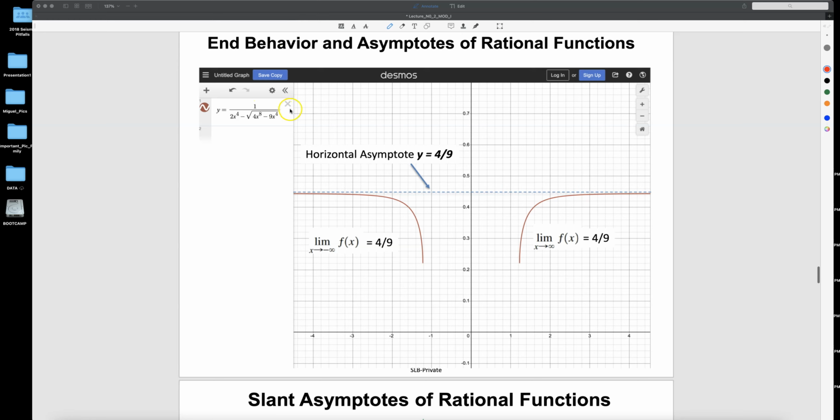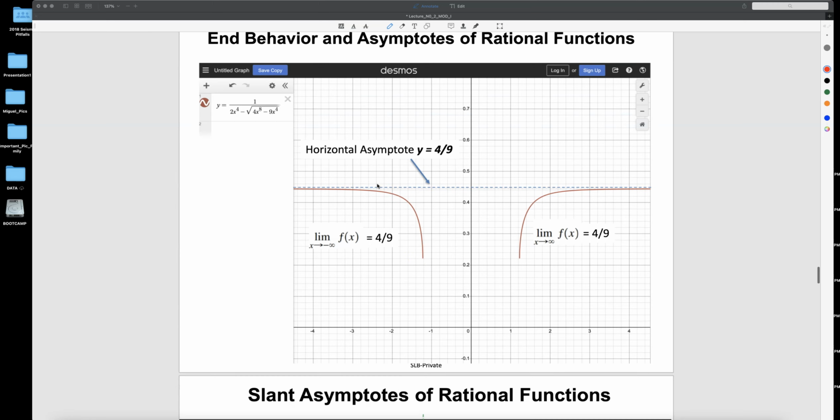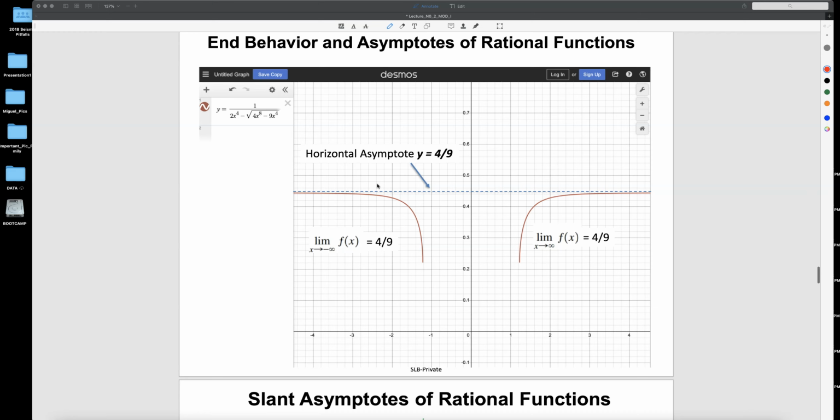And what I did was plot or graph the function using this application called Desmos, just to illustrate for this lecture what is going on with this particular function. What they ask in the exercise is just to compute the limit when the independent variable goes to infinity. In other words, the limit at infinity.